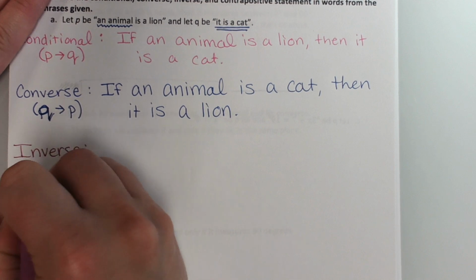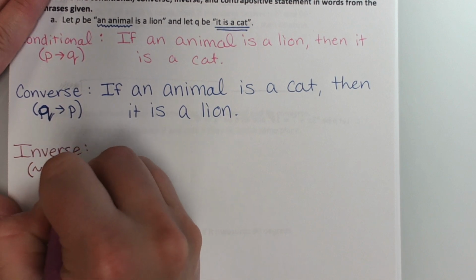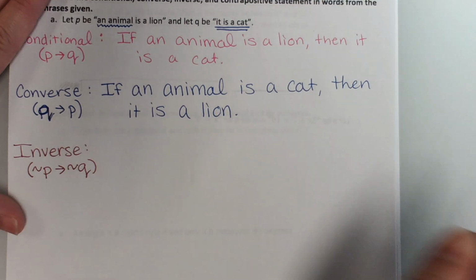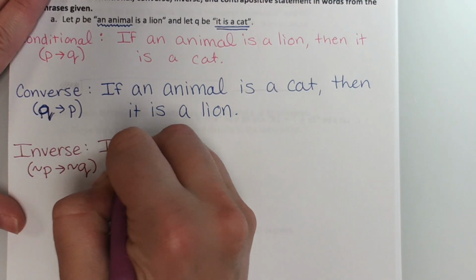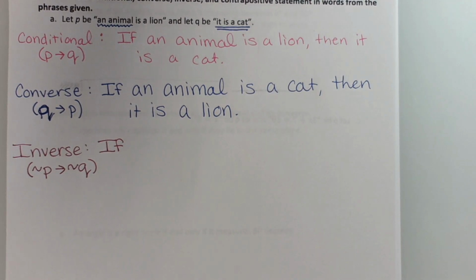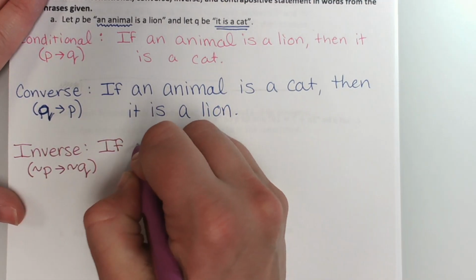We also want the inverse. If not P, then not Q. That's its structure. If. We have to add a not to the P part of these sentences. According to up top, P is an animal is a lion. Where does it make sense to put not in that? If an animal is not a lion.